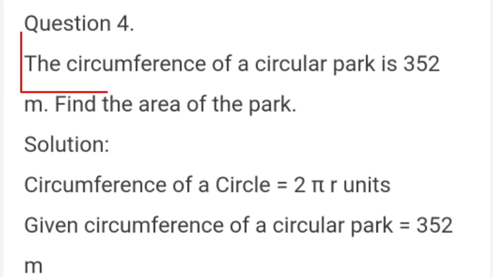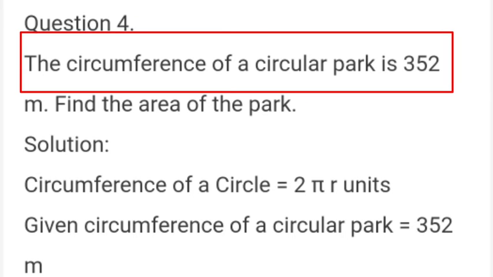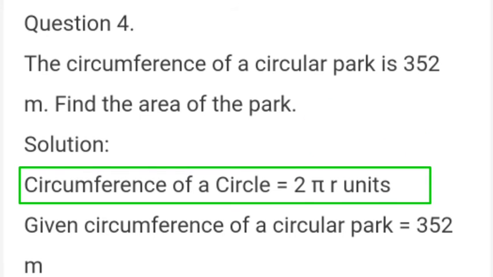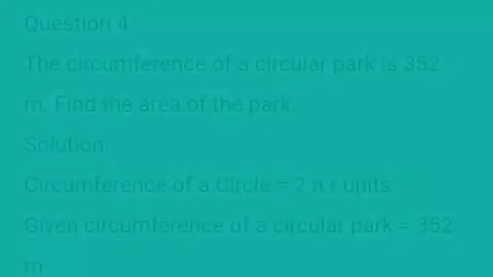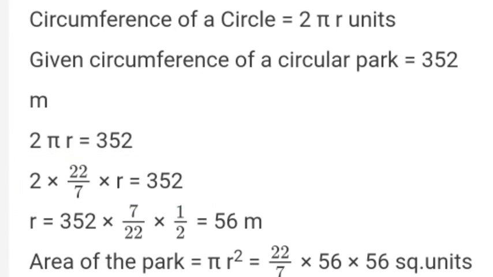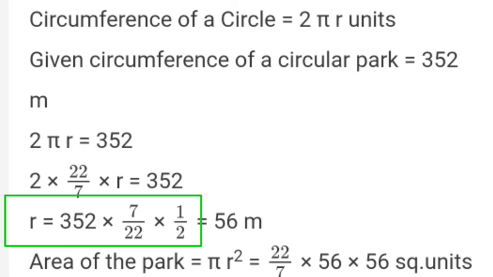In the question, they are given that the circumference of the circular park is equal to 352 meter. And we know that the value of pi is equal to 22 by 7. The formula for finding the circumference is 2 pi r units. By using the given value of circumference and the value of pi in this formula, we get 352 is equal to 2 into 22 by 7 into r. This equation can be written as r is equal to 352 divided by 2 into 7 by 22.